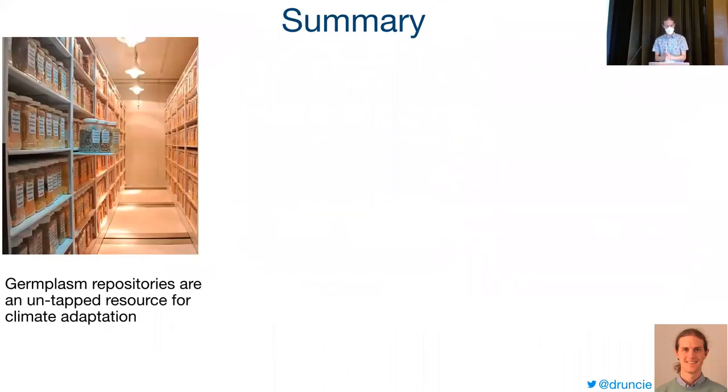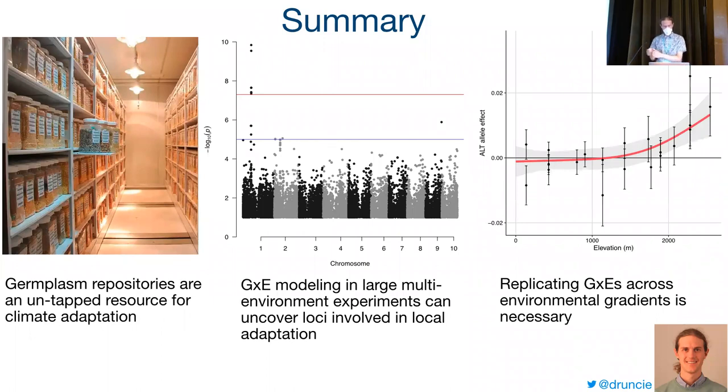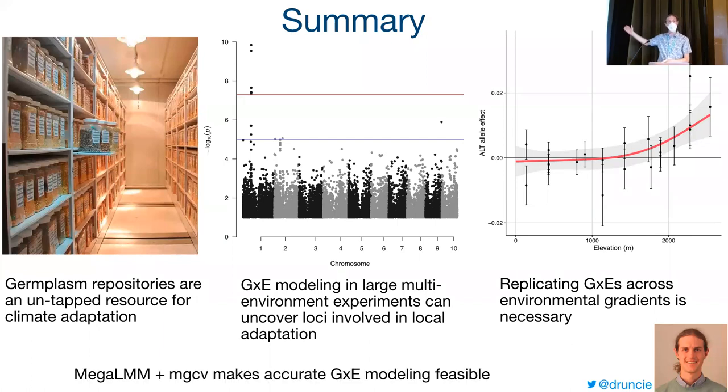So to fully summarize, the main idea of this work is that germplasm repositories are humongous and untapped resources for climate adaptation. We can use genetics and G by E modeling to prioritize loci and accessions in those huge repositories. I want to finally argue that loci with effects that replicate across environmental gradients are the ones we really need to focus on, and those are the ones I'll be more likely to take to breeding programs and say that they may be useful. And finally, I think this pipeline, mega LMM into MGCV, is a powerful approach that should be widely applicable and is pretty efficient. I'd be happy to talk to you about it for your own work.